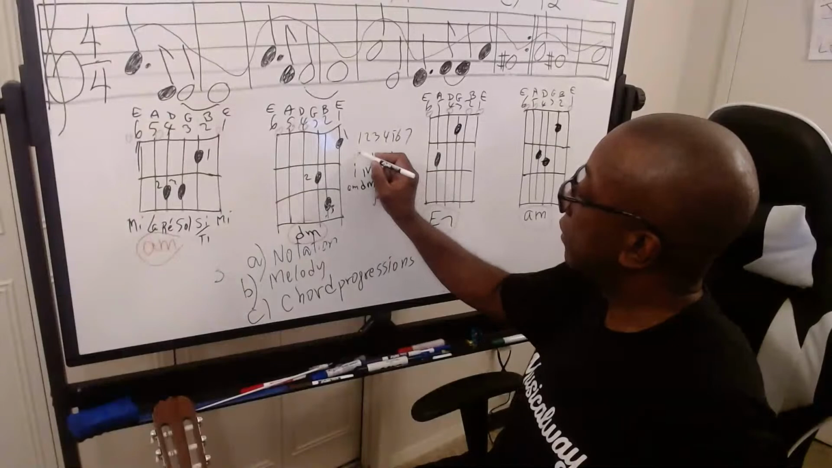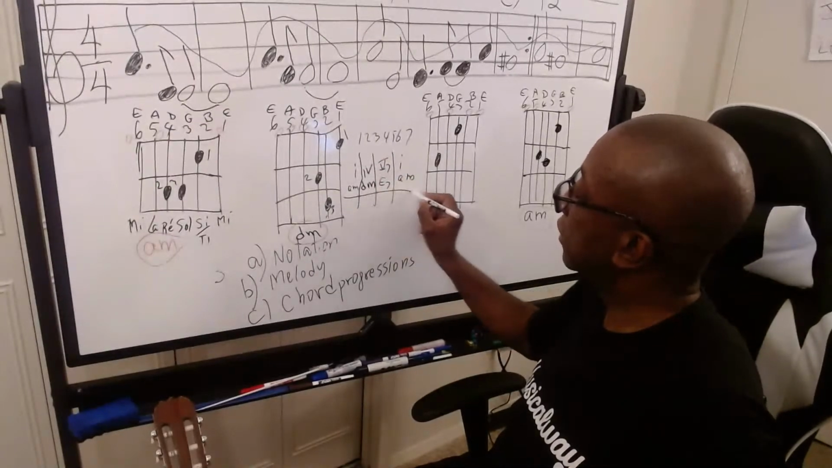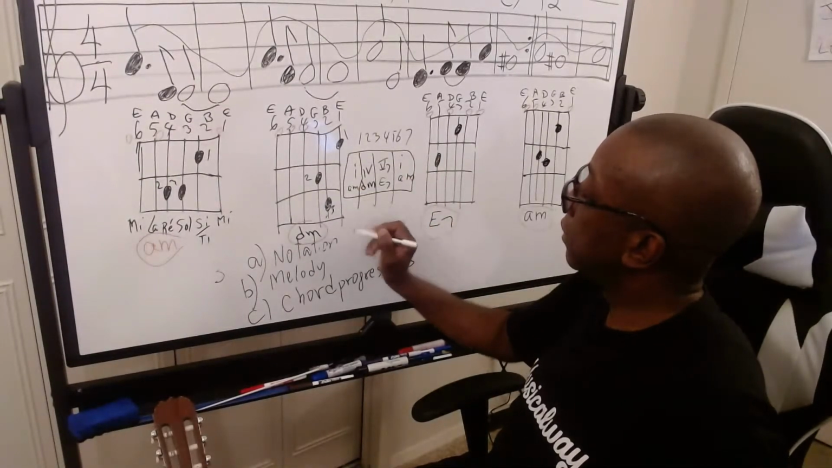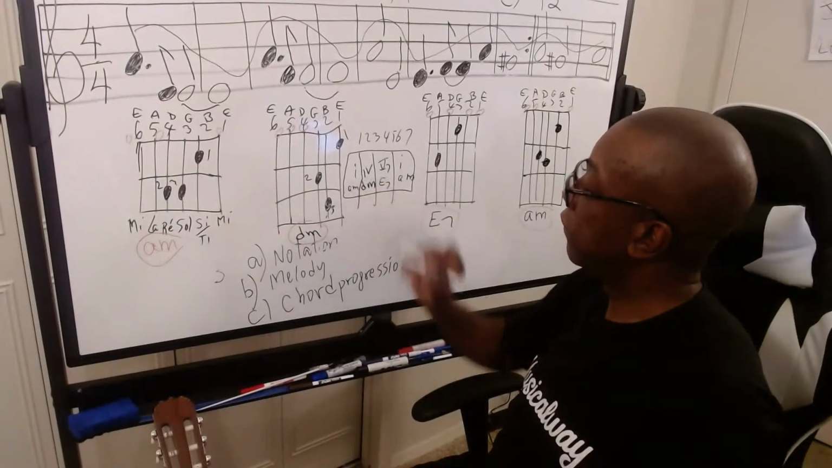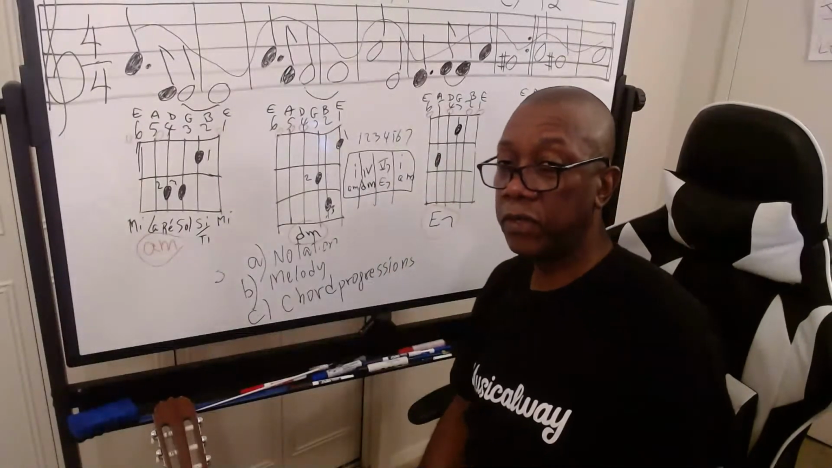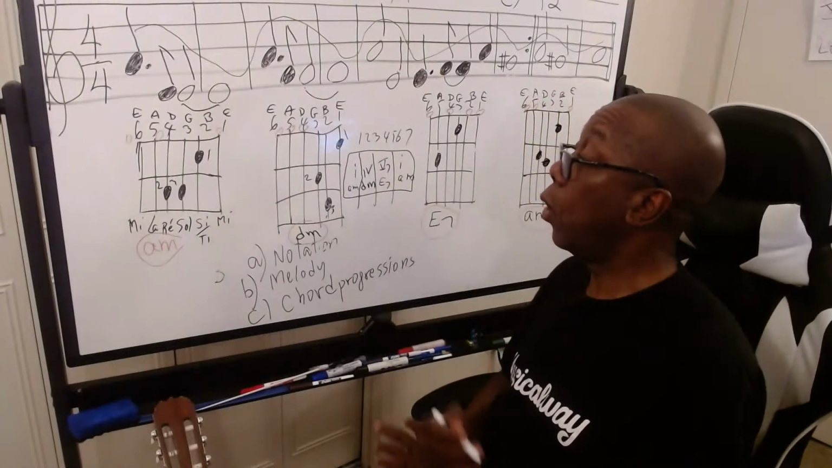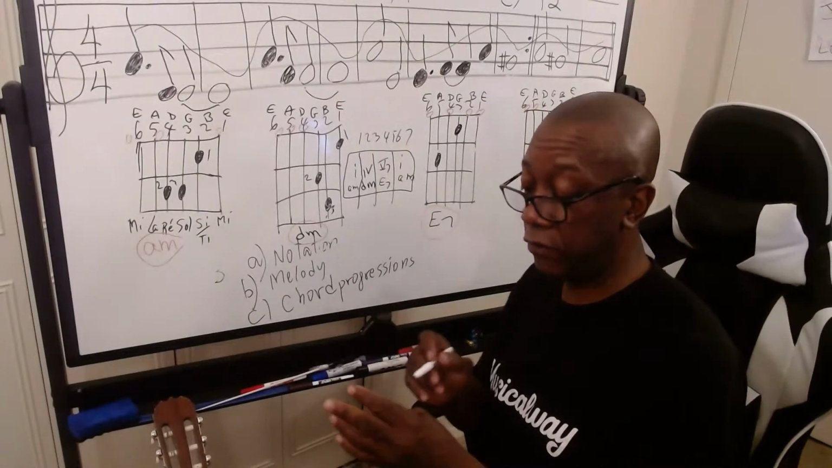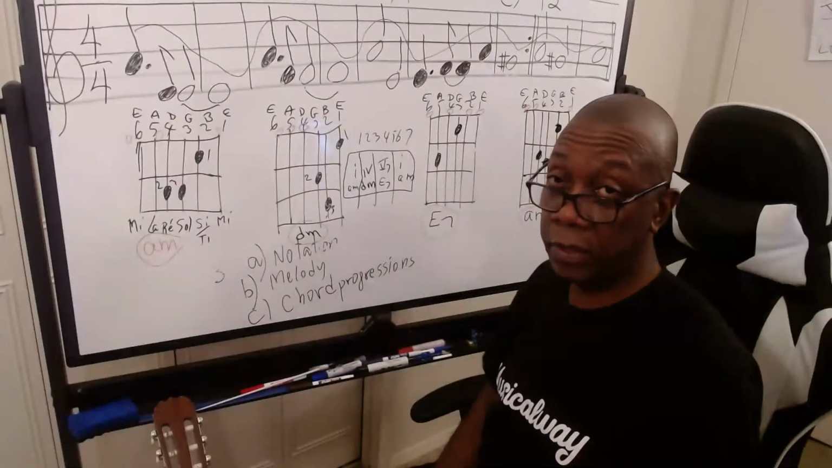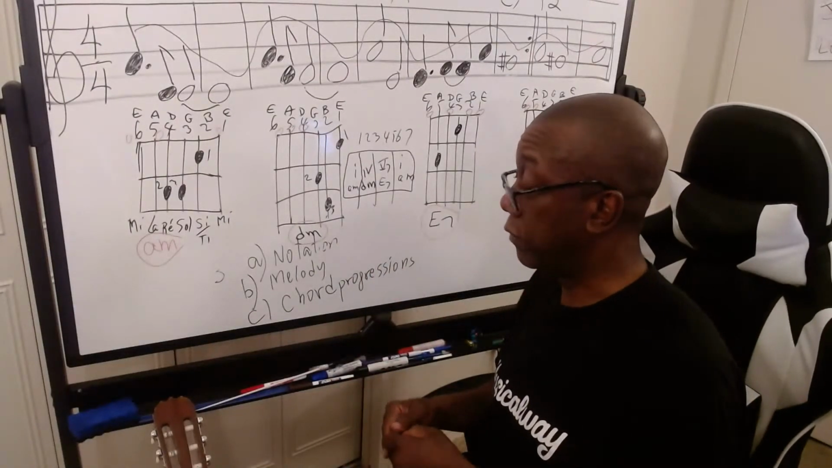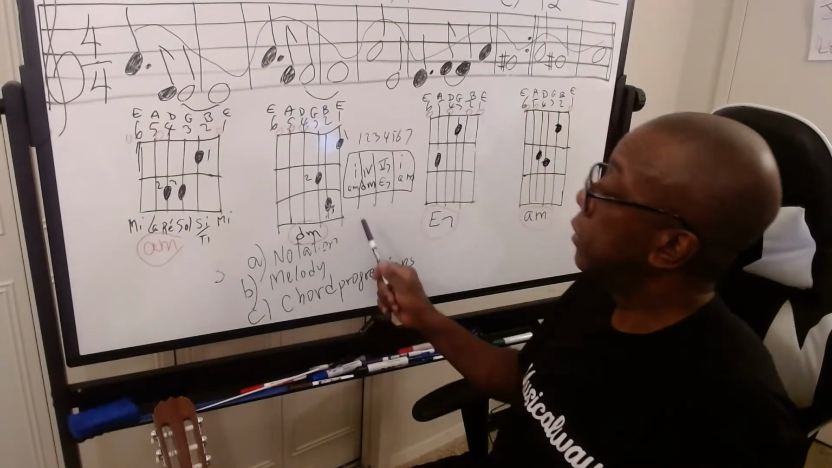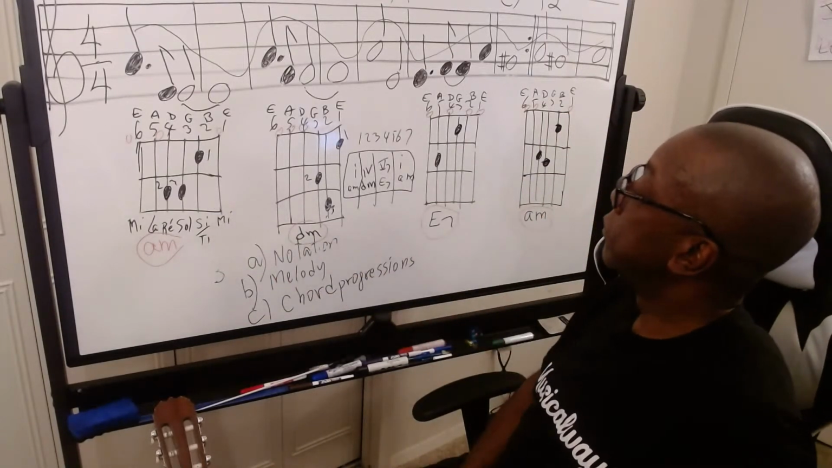So that's what we call a progression. It progresses from 1, 4, 5, 1. And that progression is highly important, extremely crucial to all kinds of music. 1 4 5. If you only know 1 4 5, you can play hundreds of songs. You don't have to know anything else. So that's why this is very interesting to know.